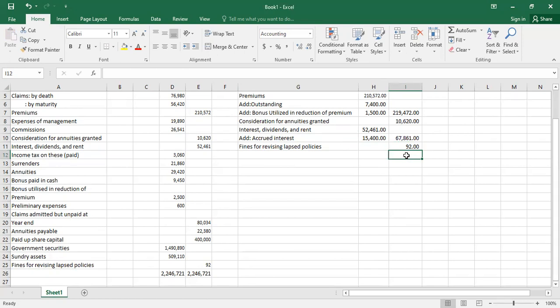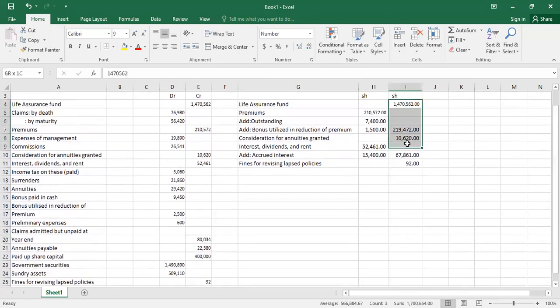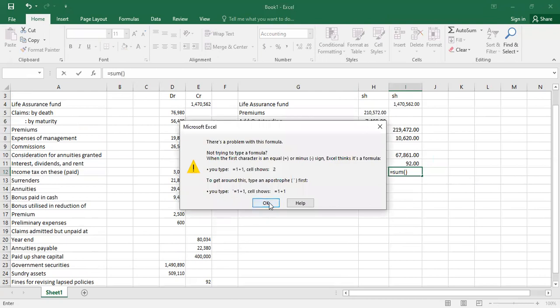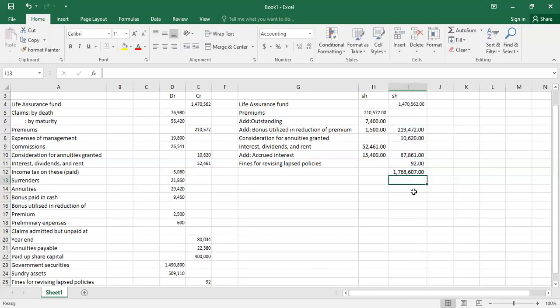I'm trying to counter check whether I've left any other item. These are items of the balance sheet or the statement of financial position, so they won't appear here. So there we are. So I can get the totals. And this will be our balance in figure. So the sum of this is 17,686.07.